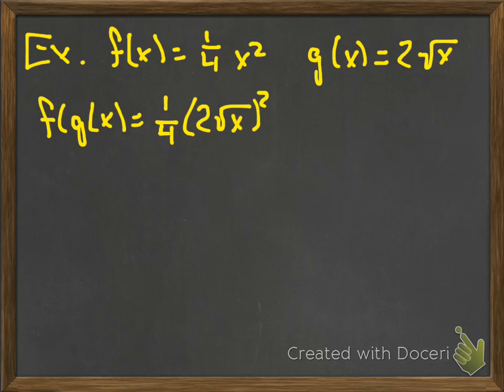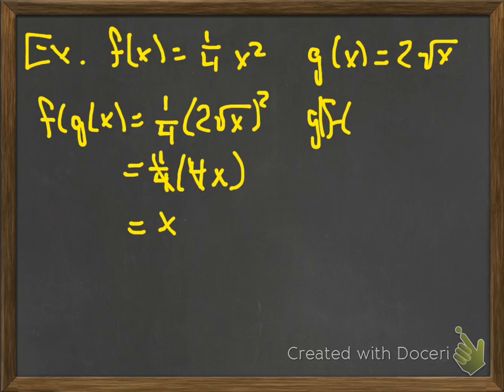Well, if I square that, 2 squared is 4, and the square root of x squared would cancel each other out. So I'd be left with 1/4 times 4x. Well, the 1/4 and the 4 would cancel each other out, leaving me just x. Okay, now that worked, so now I need to check the g of f of x.